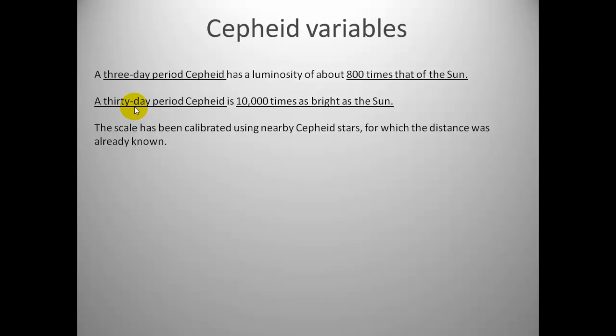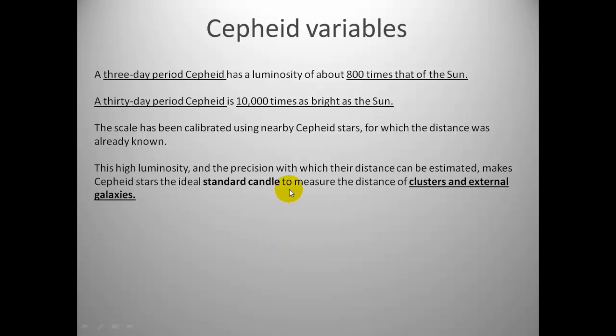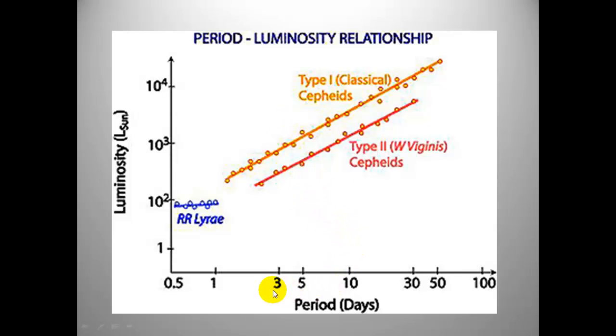By measuring the distances to cepheid variables nearby, we're able to work out what their luminosities are and work out this relationship. They're high luminosity, and it enables us to see stars and galaxies which are a long, long way away, and we're using them as standard candles to find out the distances to clusters and external galaxies. Here's a relationship. For example, we spoke about a period of 3 days. We can find out that luminosity is roughly 10 to the 3 times as much as the sun. If the period is 30 days, its luminosity is 10 to the 4 times the sun.